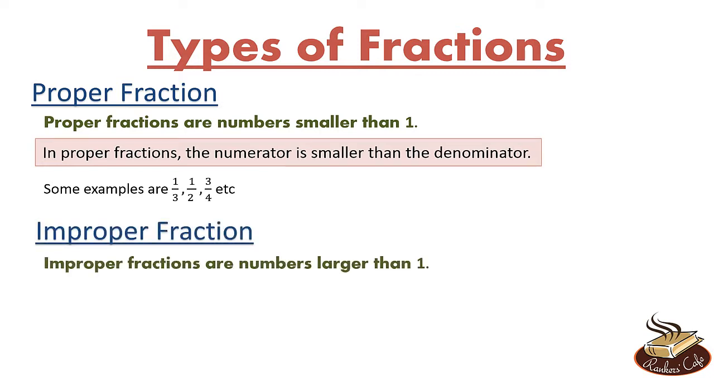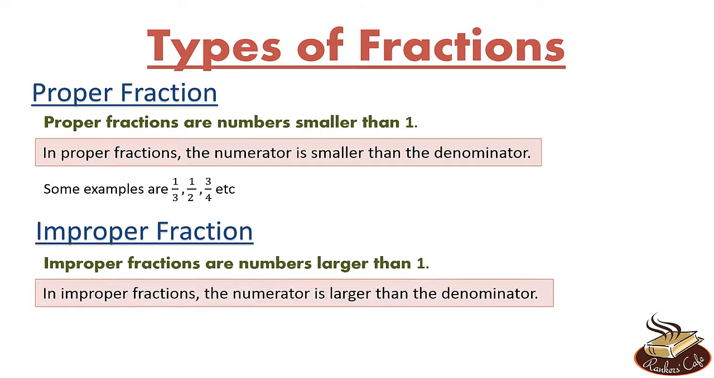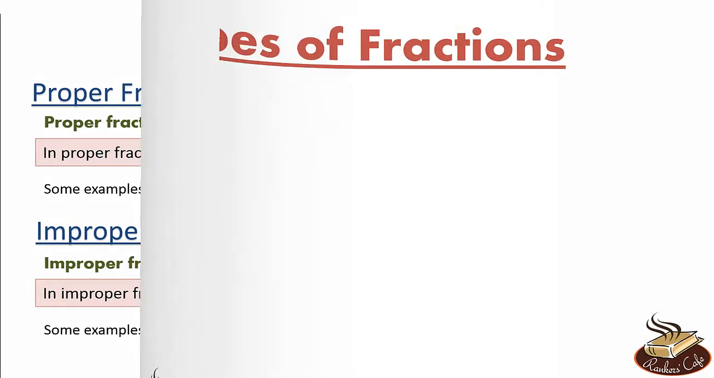Improper fractions are numbers which are larger than 1. Therefore, in case of an improper fraction, the numerator is larger than the denominator. Examples of improper fractions include 5/2, 21/4, etc.